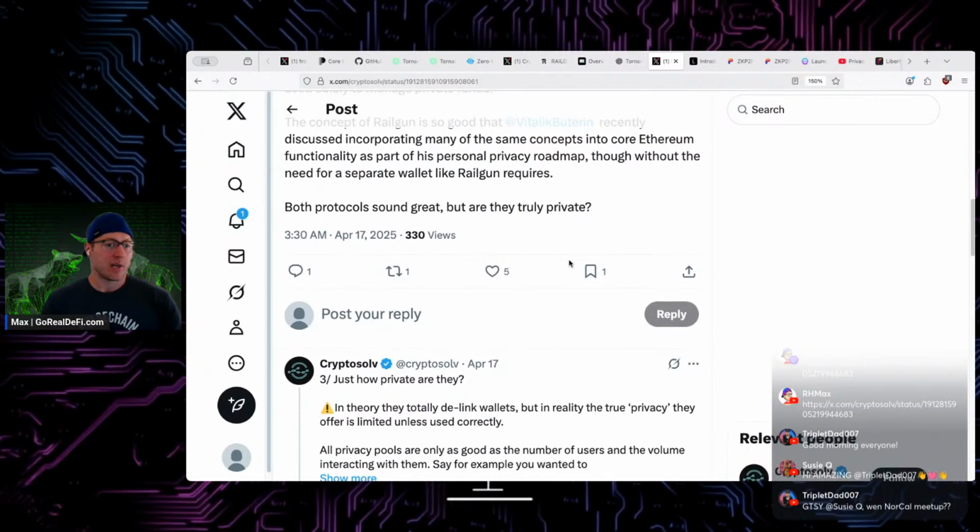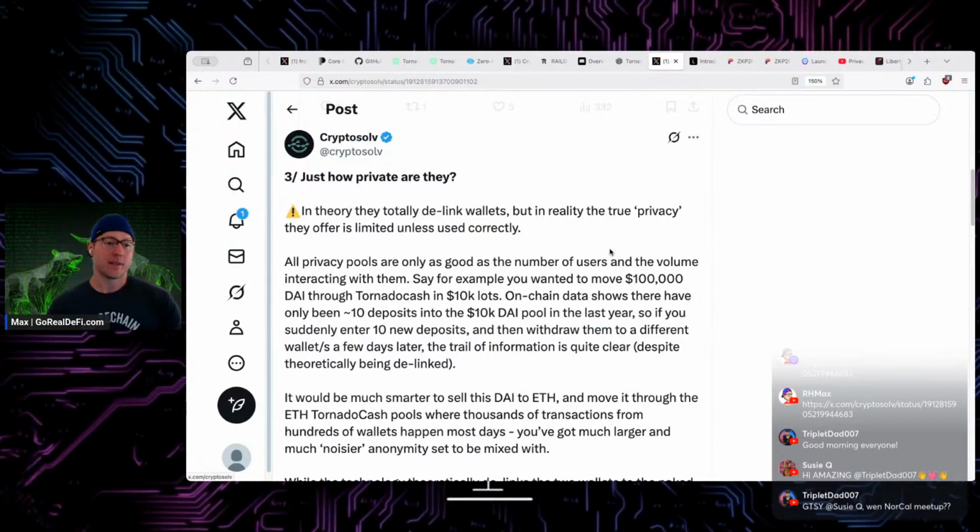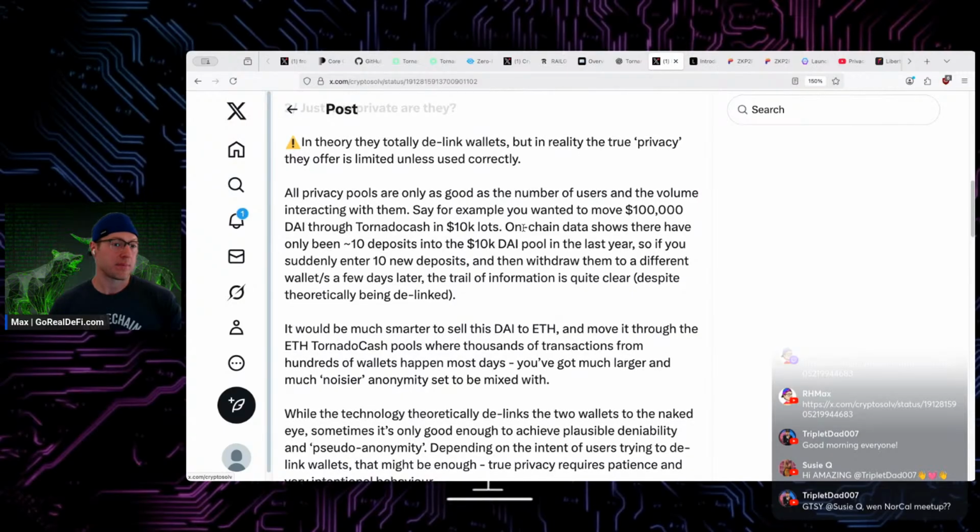Both protocols sound great, but are they truly private? Just how private are they? In theory, they totally de-link wallets, but in reality, the true privacy they offer is limited unless used correctly. All privacy pools are only as good as the number of users and the volume interacting with them.